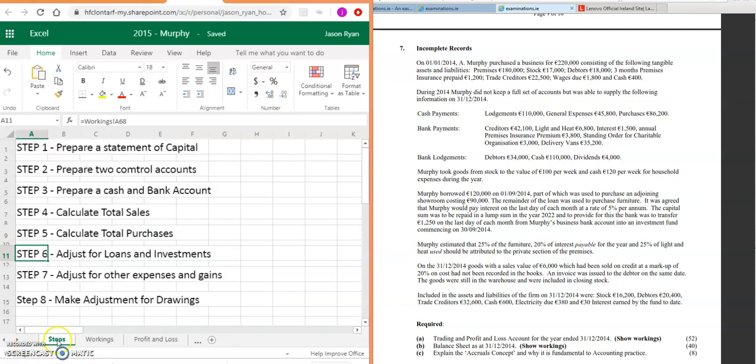The next step after that, step number 7, is to adjust for any other expenses or gains. So we should have some expenses or gains. These will usually be up here at the start of the question or down here at the end of the question. Now, in this one, the expenses or gains are usually this part here where it's dividing up between the drawings and the expense itself.